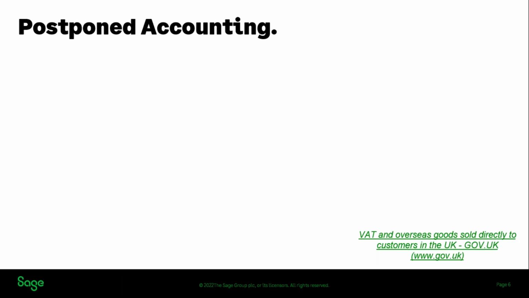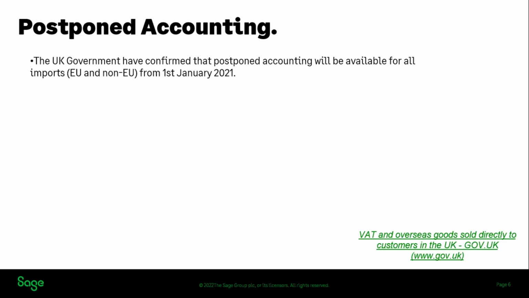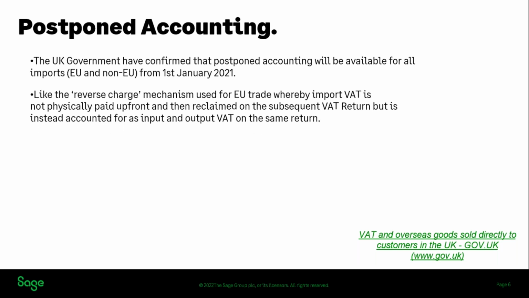Okay, so postponed accounting. This came in on the 1st of January 2021. And what it does is it applies something called reverse charge. So we're applying a notional VAT onto your VAT return. Now, this is something that has been used elsewhere. It was used in the past for the sale of microchips and computer chips, and it has also been used in domestic reverse charge.